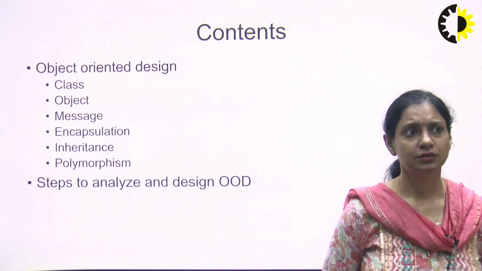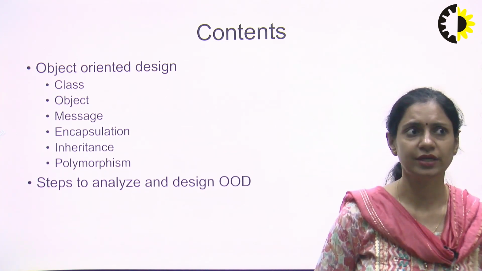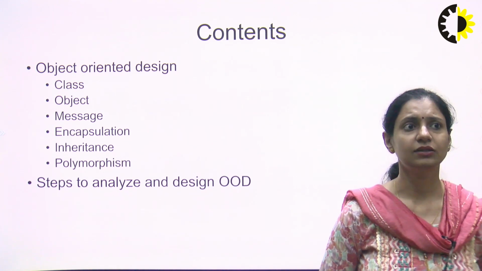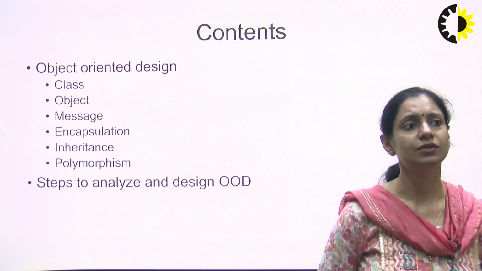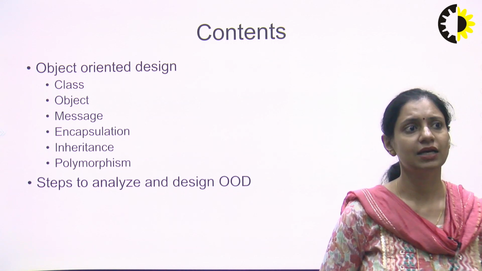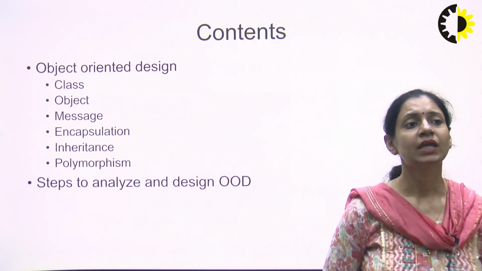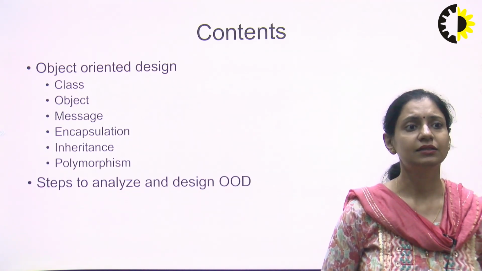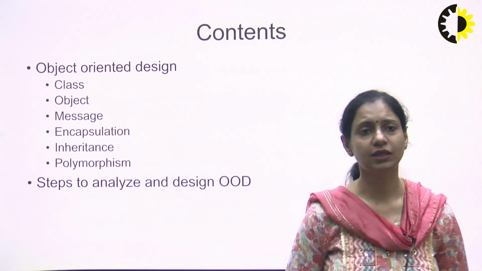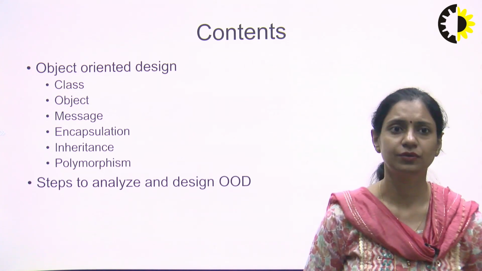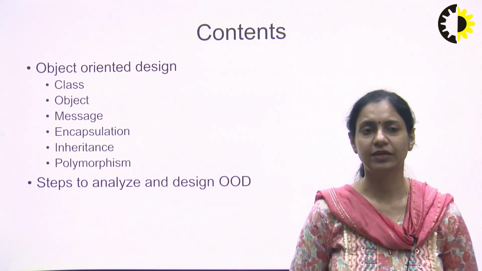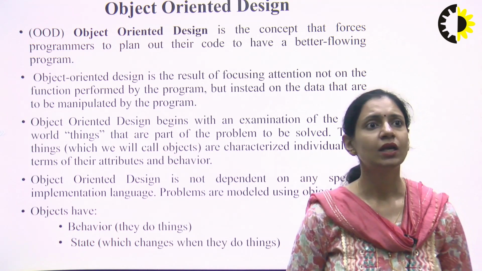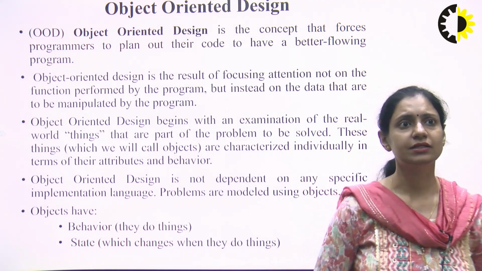So, the things that we are going to discuss today are what object-oriented design is, which includes the mentioning of classes, objects, messages, encapsulation, inheritance and polymorphism concepts, and the next one would be how to analyze and design the object-oriented design, that is the class diagram that we are going to discuss today. So, what is object-oriented design?